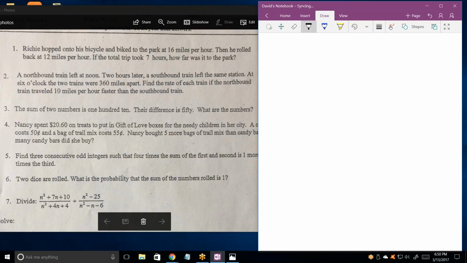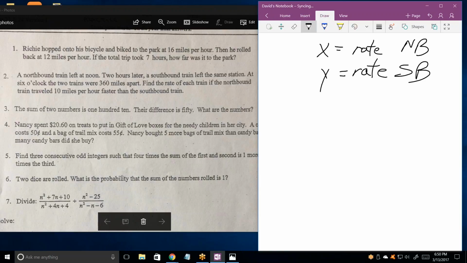So with this problem here, immediately I look at the last sentence. Find the rate of each train if the northbound train traveled 10 miles per hour faster than the southbound train. Well, let's start out with our variables. X is the rate of the northbound train, and Y is the speed or rate of the southbound train.